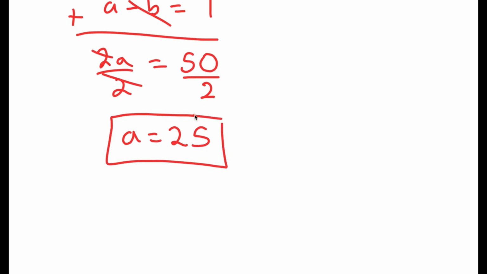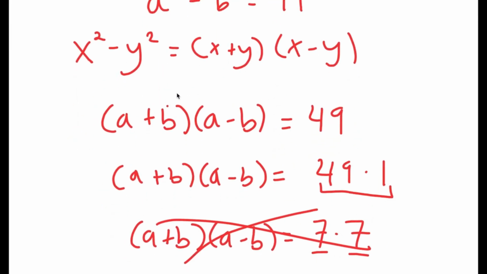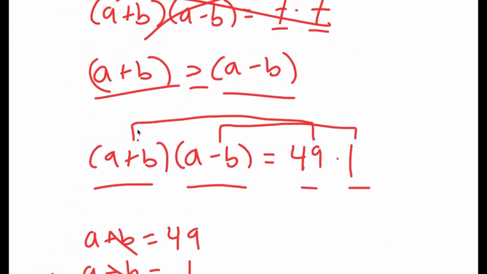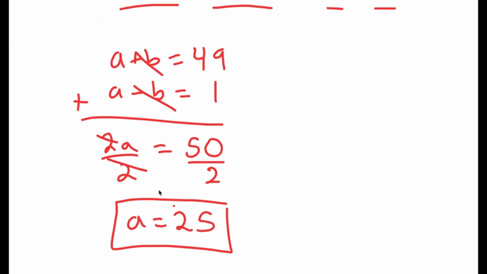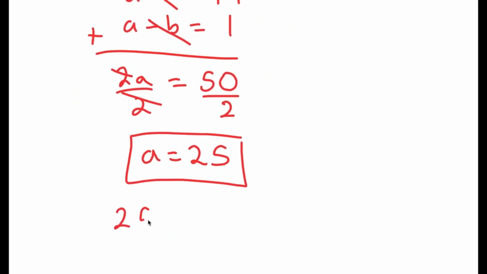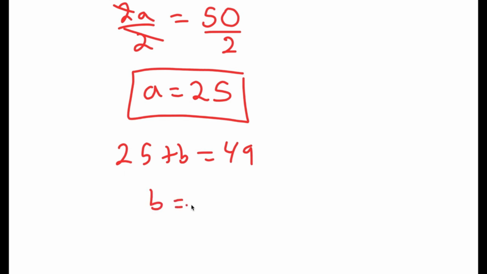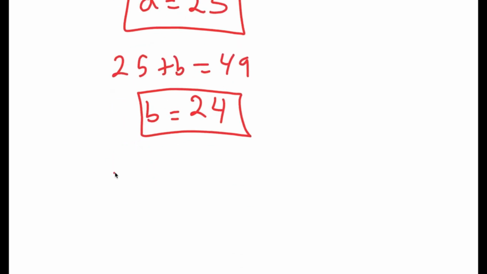Now that we know that a is equal to 25, remember how we said that a plus b is equal to 49. So this means that 25 plus b is equal to 49, and b is equal to 49 minus 25, which is 24. So a equals 25 and b equals 24.